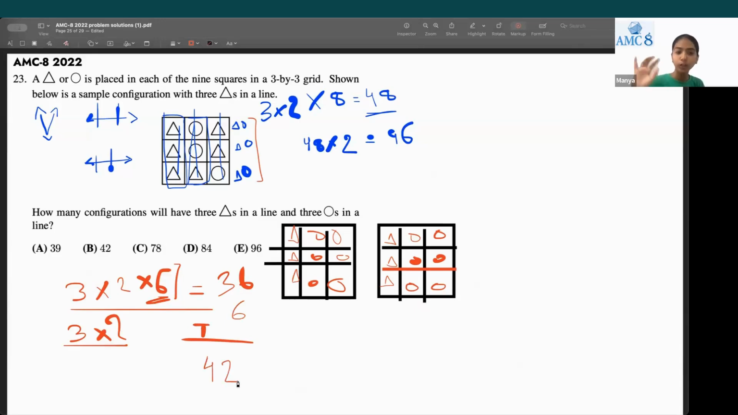And once again, don't forget that this is just the vertical ways, and there's also the horizontal ways as well. Vertical going up, and horizontal going in a line. So we'll have to do 42 times 2, and if we multiply 42 times 2, then we'll be getting 84. And so 84 will be our final answer, not 96, not 42. And that's how we got our answer choice D.